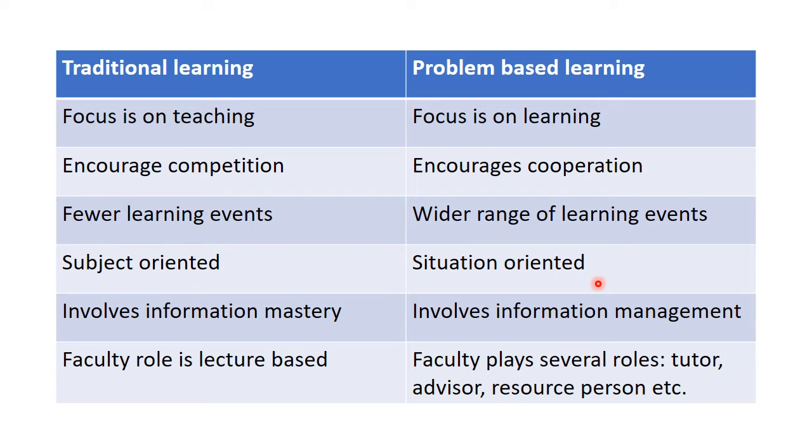We will discuss that in the next slide. Traditional learning involves information mastery: you need to understand and know. In problem-based learning, you gather knowledge and manage the information on the basis of the problem that needs to be solved. The faculty role in traditional learning is based on lecturing, whereas in problem-based learning the faculty plays many roles such as tutor, advisor, resource person, etc.